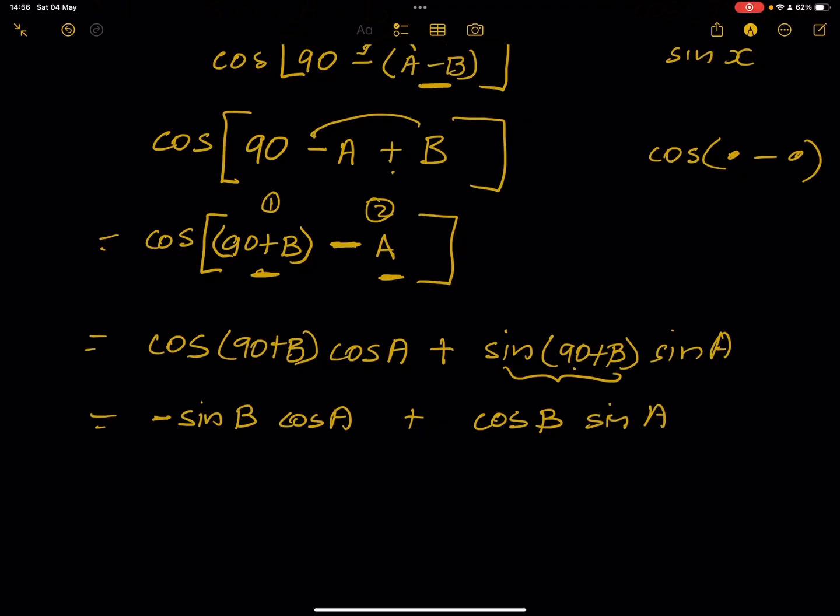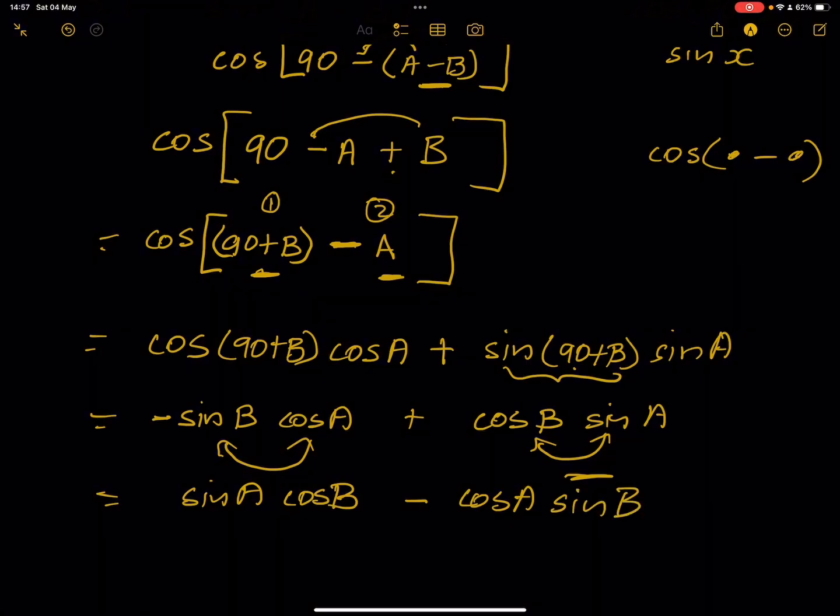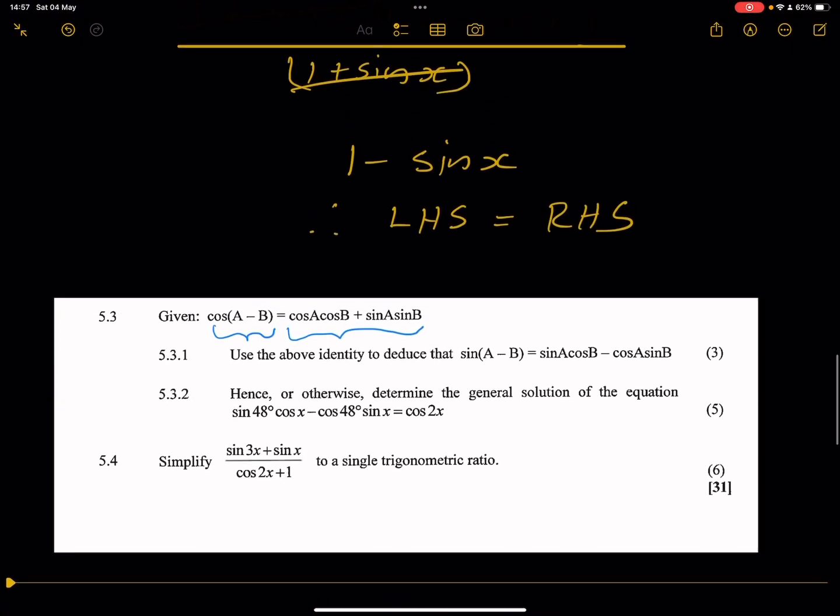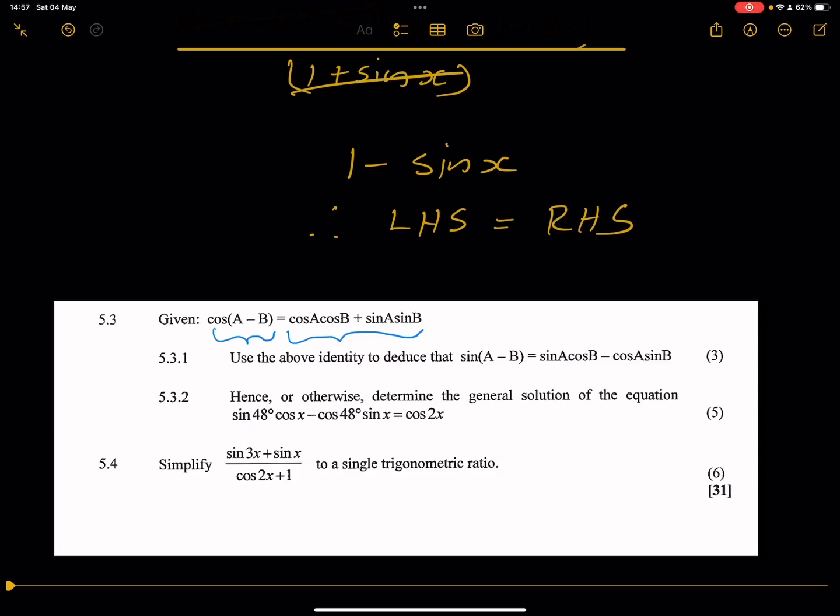Now I can rewrite this just the other way around. I'm just going to swap these around. So this is going to be sine of A cos B. I'm starting with this one because it's positive. Minus, again, I'm going to just swap these around. So that's going to be minus cos A sine of B. And we have proven exactly what they have asked us to prove.